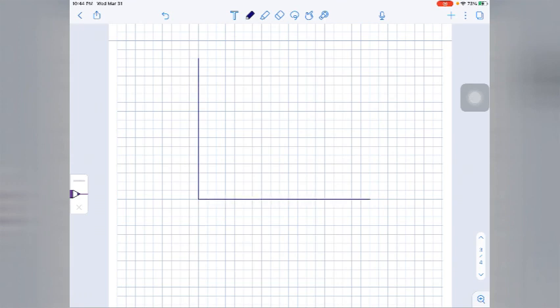And so there is my y-axis, here is my x-axis, and here is going to be x equals 0, and 1, and 2, and 3, and 4, and 5, and 6, 7, 8. And y is 0, 1, 2, 3, 4, 5, 6, 7, 8, 9, 10, 11, 12, 13, 14, 15.